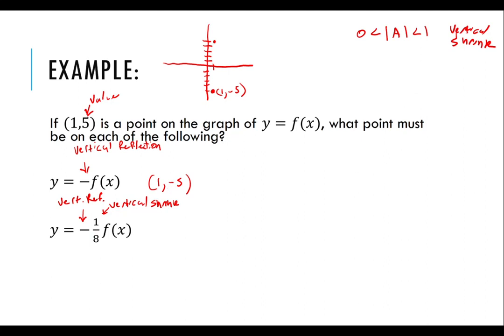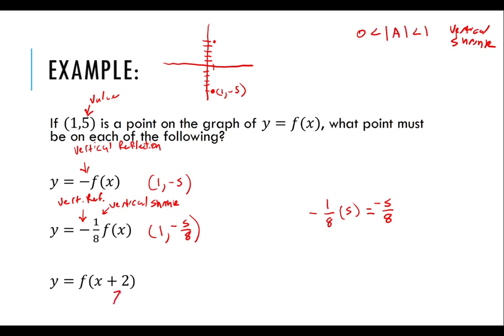But then the 1/8 actually shrinks it vertically. And so if you want, 1/8 is really the factor that we're going to multiply times that vertical component, or the y value, to get the correct y value. So 1/8 of 5 is just going to be 5/8. Do remember that it is negative due to the reflection, and so the point that shows up on the graph now is (1, -5/8). Then we've got to deal with y equals f of x plus 2.